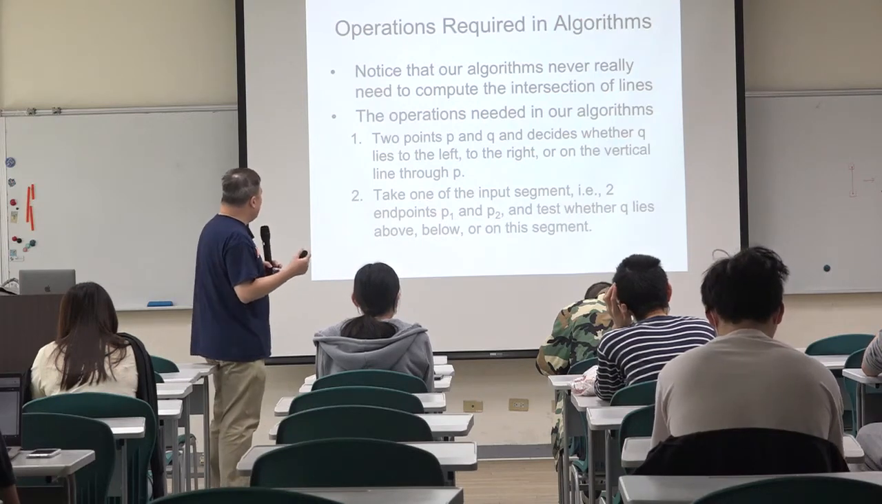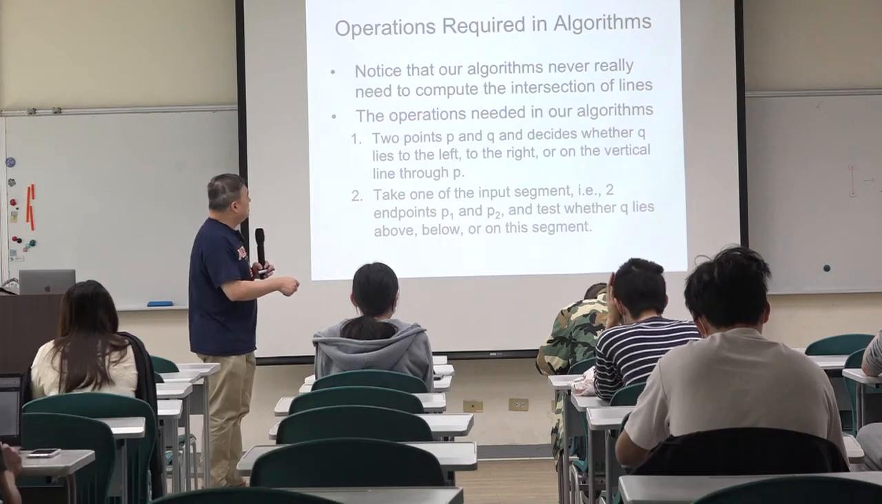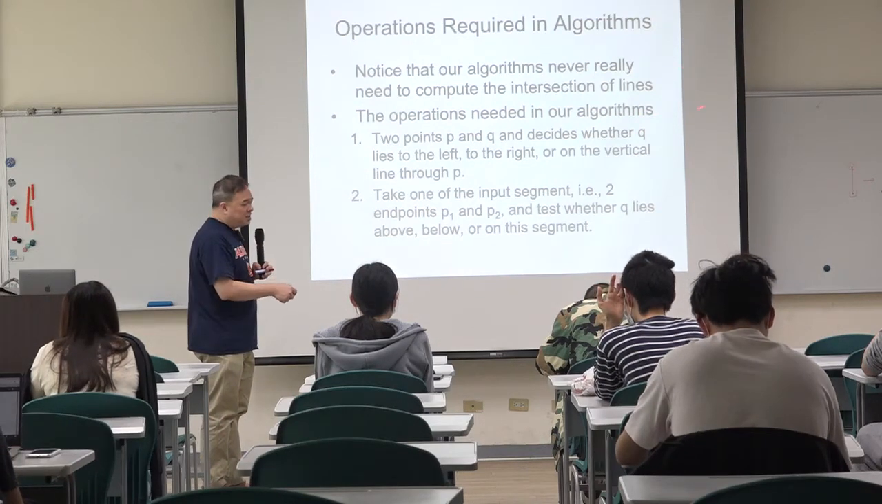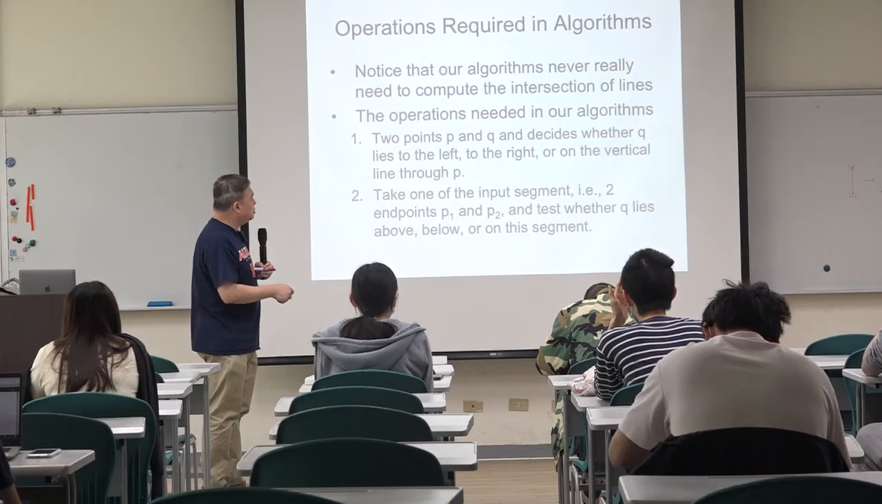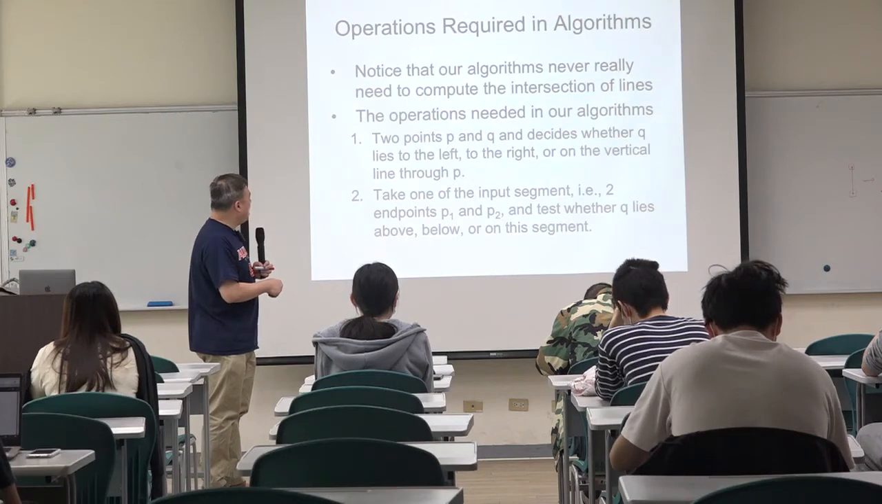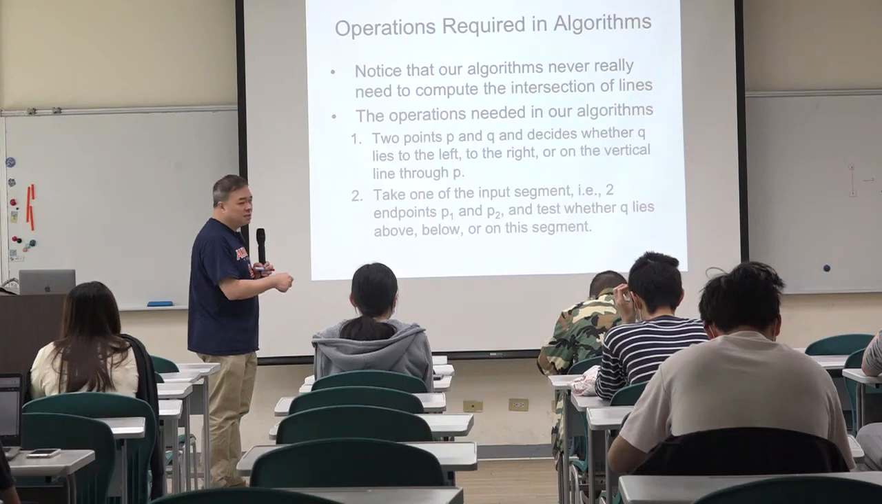But in our algorithm, really, we only have two operations that will be needed. Okay, the first one is, given two points P and Q, we need to decide whether Q lies to the left, to the right, or on the vertical line through P.